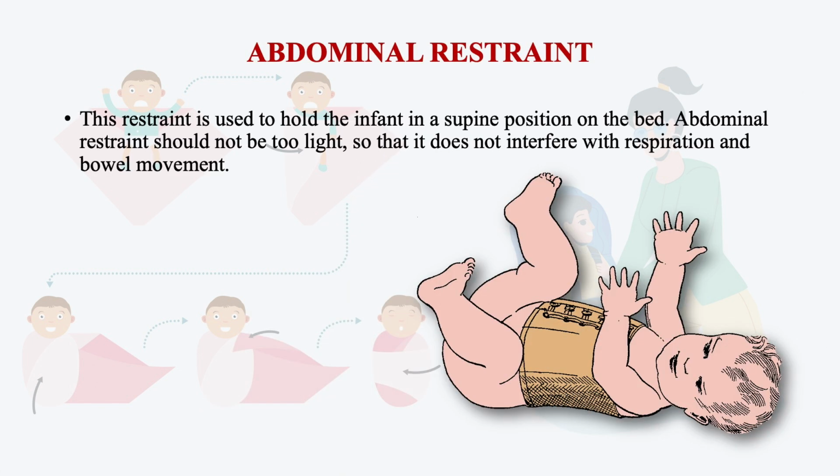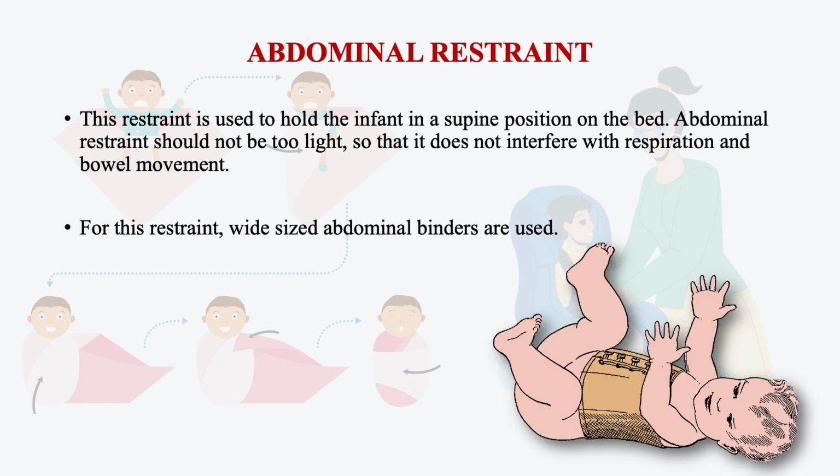The third type of restraint is abdominal restraint. This restraint is used to hold the infant in a supine position on the bed. Abdominal restraint should not be too tight so that it does not interfere with respiration and bowel movements. For this restraint, wide-sized abdominal binders are used. You can appreciate in the picture abdominal binder.